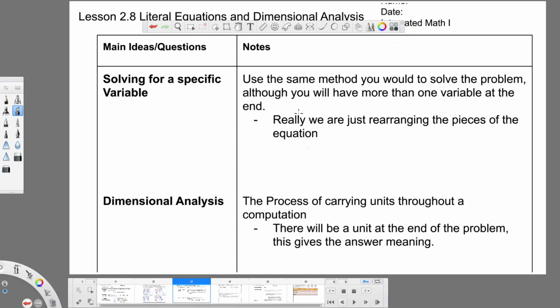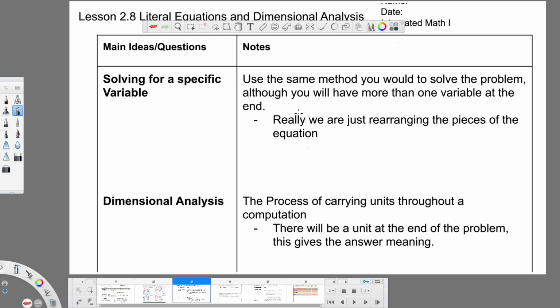All right, we're going to do Chapter 2, Section 8, Literal Equations and Dimensional Analysis. So the first piece we're going to talk about is just the ability to manipulate or move things around so that the equation is set up the way we want it to be set up. Solving for a specific variable is very important as far as getting the equation set up in the correct order, so we have a little less to do once we start plugging numbers in.